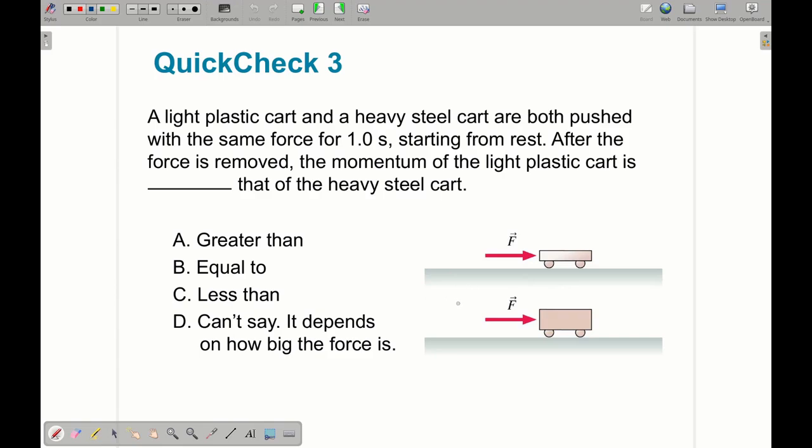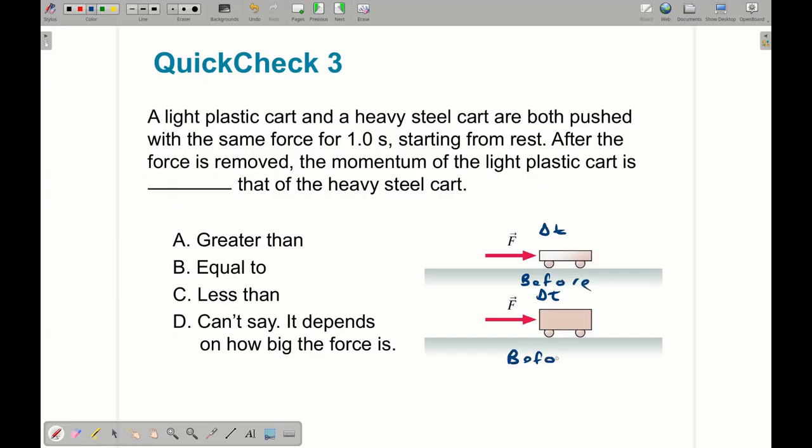Another question here: a light plastic card and a heavy steel card are both pushed with the same force for 1 second, starting from rest. After the force is removed, the momentum of the light plastic card is... So we apply the same force for the same amount of time to both, okay? Delta T, delta T. What will happen? This is the before picture for both.